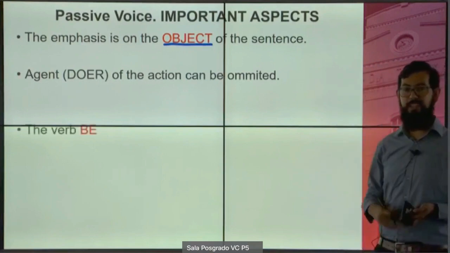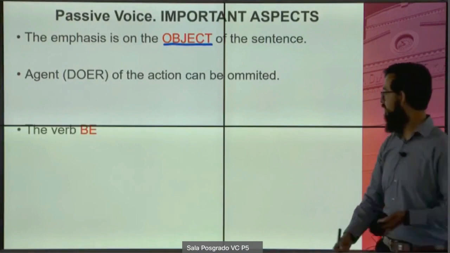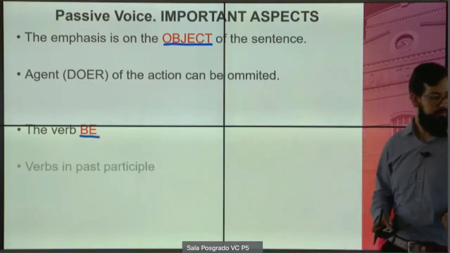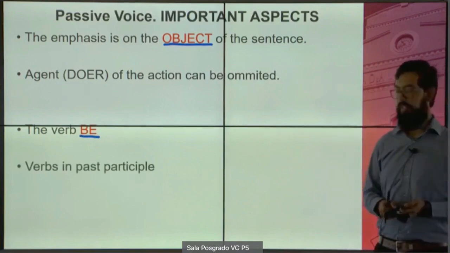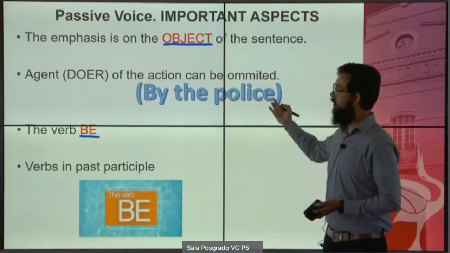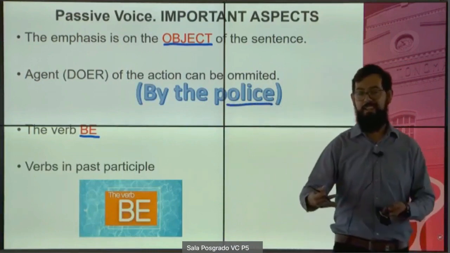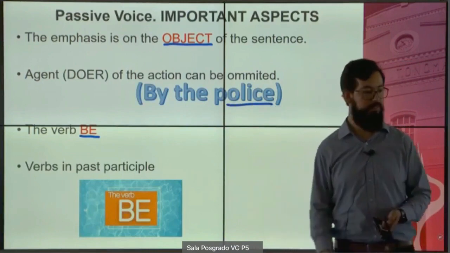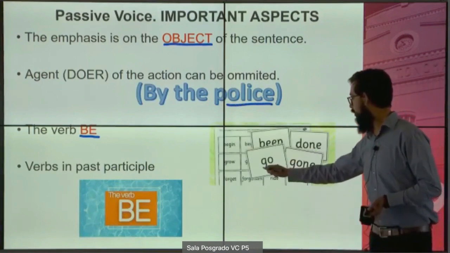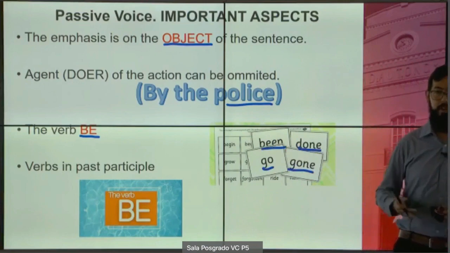The verb be. Remember the verb to be that you learned at the beginning of your English learning? This is the most important verb in English, the verb to be. And the verb in past participle. For example, if we say the man was arrested, we obviously know it's by the police. We don't need to say that he was arrested by the police. Remember the verb be, and remember these little past participle verbs. They are important in passive voice.